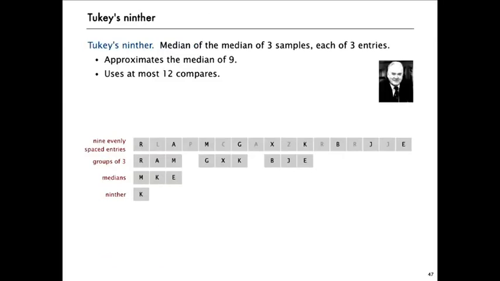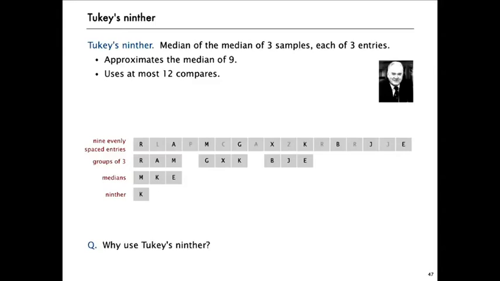Tukey's ninther is just pick 9 items out of the array and take the median of the medians, and that's the ninther. Very inexpensive, and they had macros to do this, so it did not cost too much to find a partitioning element that's much closer to the middle than if you used a random one.